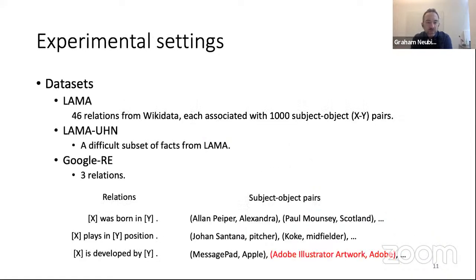So we did some experiments. We used a bunch of relation classification data sets that were specifically designed for probing language models. This was done in the previous work by Petroni et al. So we're just mostly following their setting. And so we have LAMA, which is 46 relations from Wikidata, each associated with 1,000 subject-object pairs. We have a more difficult subset of facts from LAMA that was created by a follow-up paper. And then we also have the Google RE data set with 3 relations.